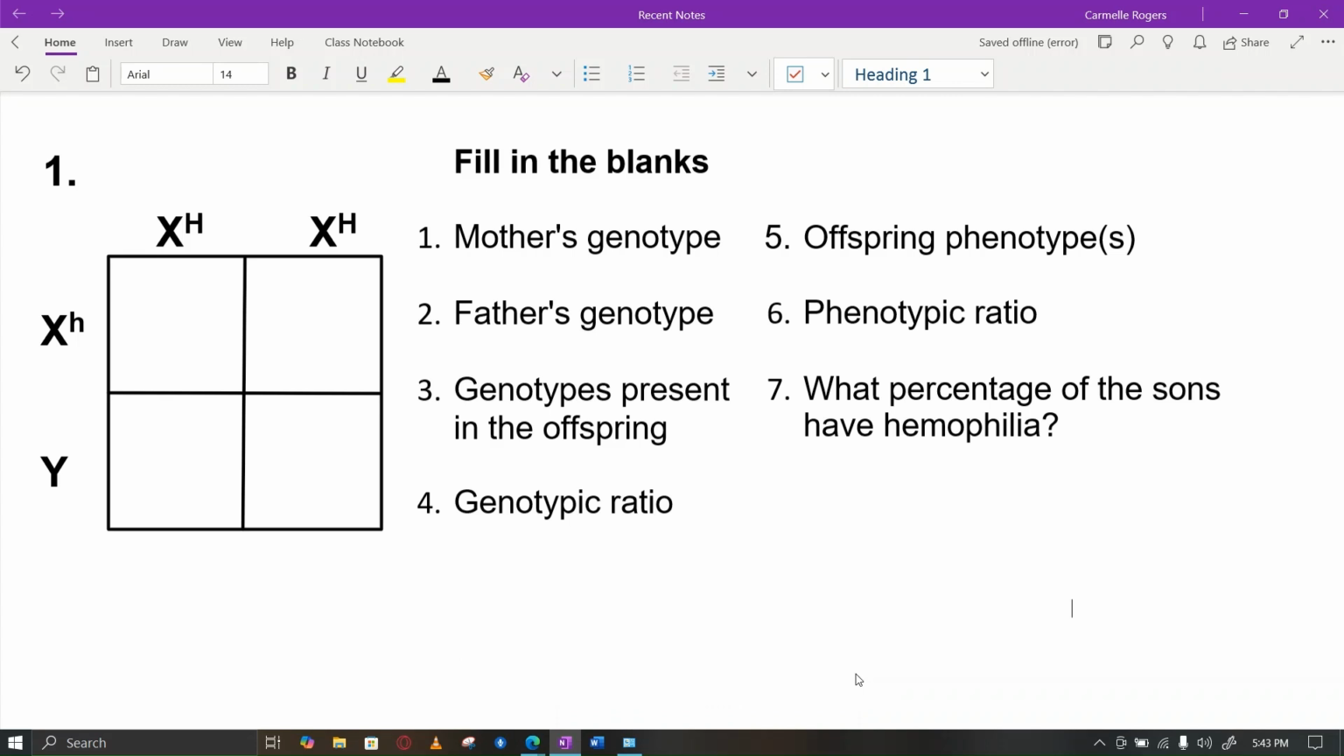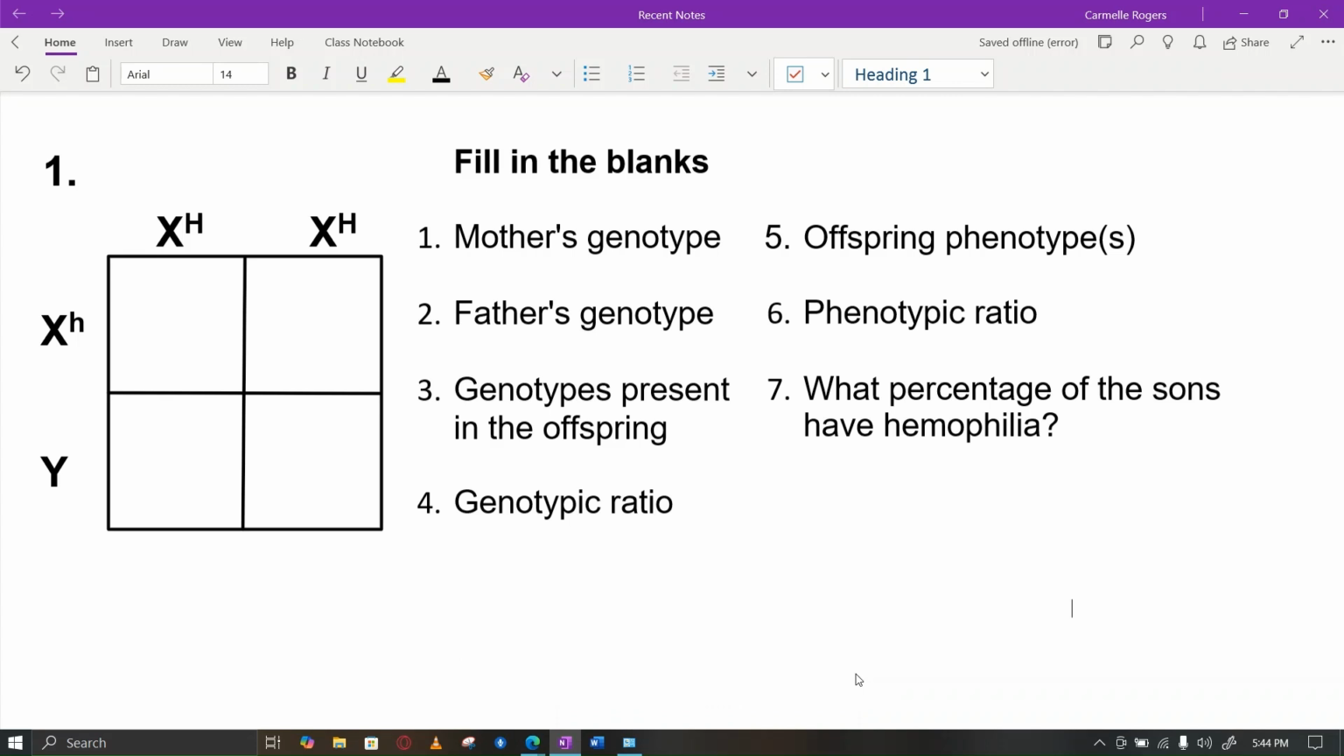Do you freeze up when you see questions over X-linked inheritance? Well, today we're going to unthaw the mystery of solving those X-linked inheritance types of questions. I am Dr. Carmel Rogers with 3 Questions Solved, and we're going to talk about hemophilia and also a question over red-green color blindness. Let's jump in.